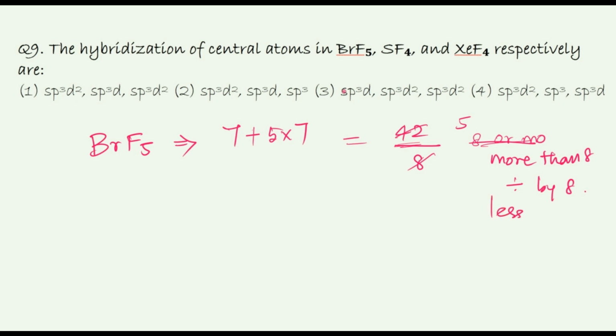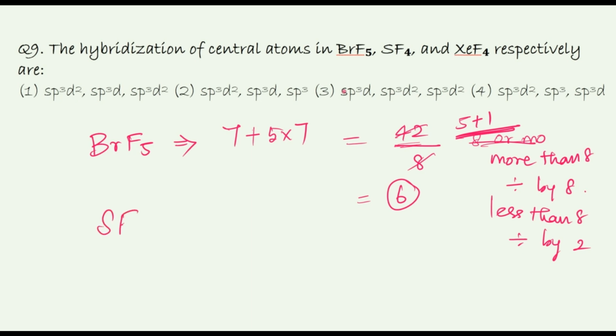Less than 8, divided by 2. So here I'm having 2. So I'm dividing it by 2. So total 5 plus 1, 6. So 6 you have to take for the hybridization, and 5 is a bond pair, 1 is a lone pair. Everything is sorted out with this calculation.